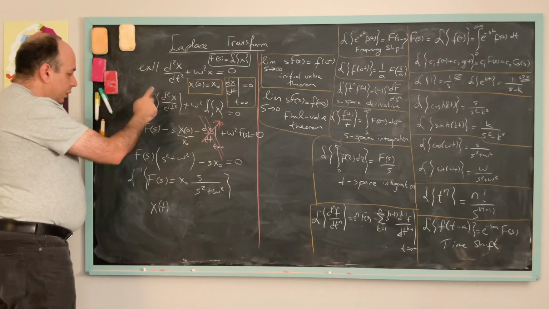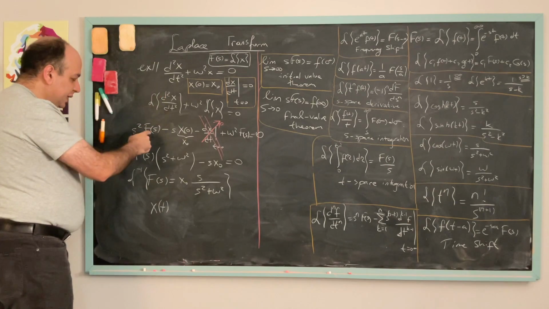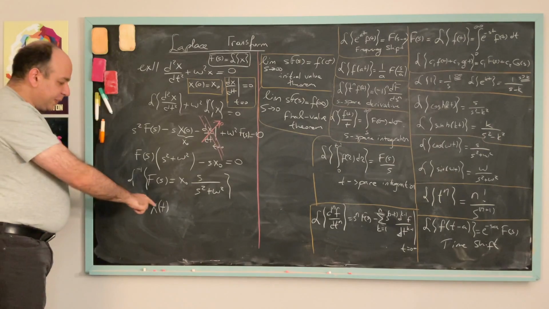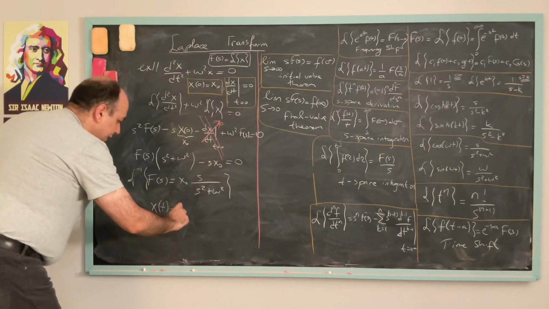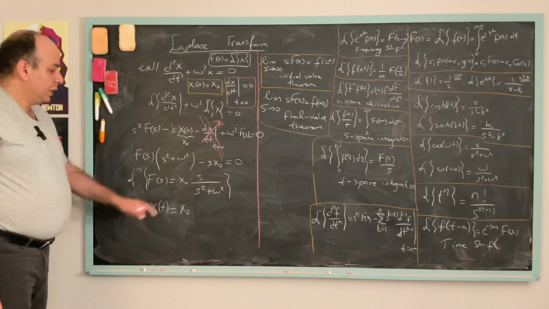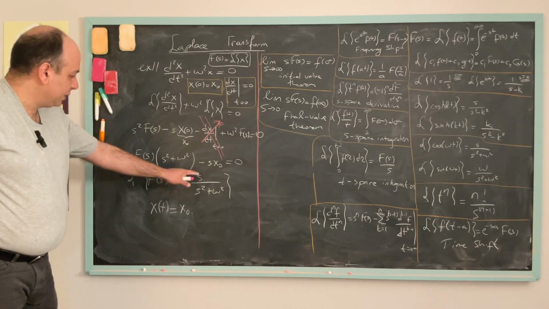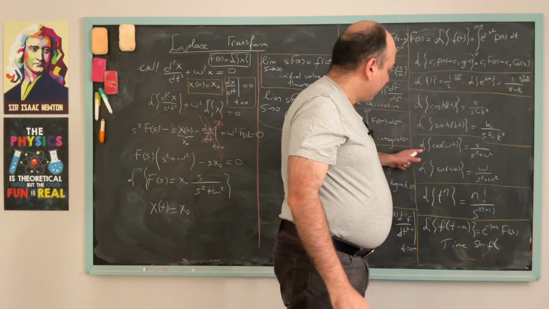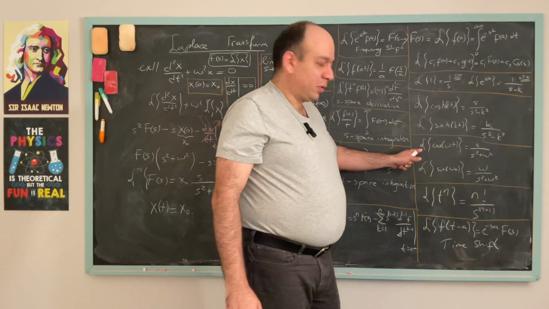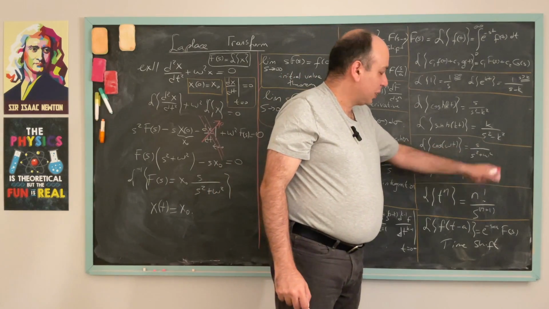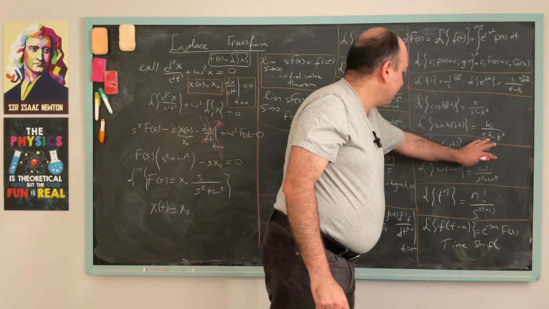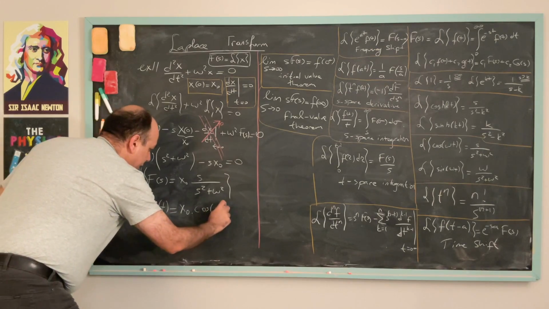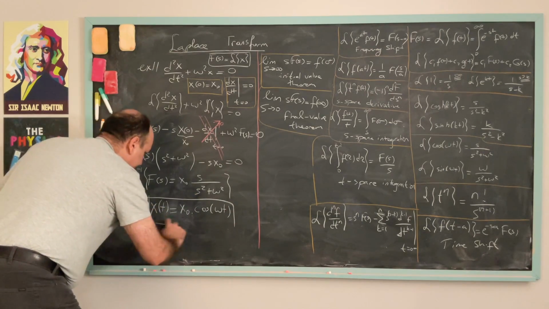We first went to the s space from t space, we did some algebra, and now we are going back to t space. So it's going to be equal to x naught, which is a constant, times, so what is this thing? What is the inverse Laplace of s over s squared plus omega squared? Well, I see it over here, right? The Laplace transform of cosine omega t is equal to s over s squared plus omega squared. So the inverse transform of this just gives me cosine omega t. So the answer is x naught cosine omega t. And this is my answer.